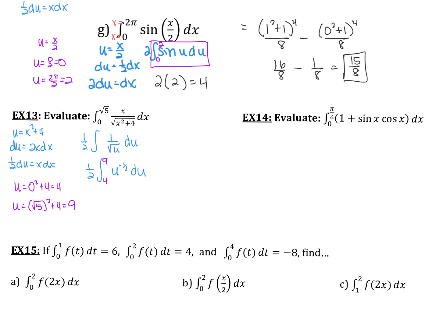So now I'm going to integrate. I'm going to go up a degree and divide by that degree, but I also had that 1/2 out front, so that will cancel. Evaluated from 4 to 9. So really we have the square root of u evaluated from 4 to 9, which means I have the square root of 9 minus the square root of 4, and we get 1.